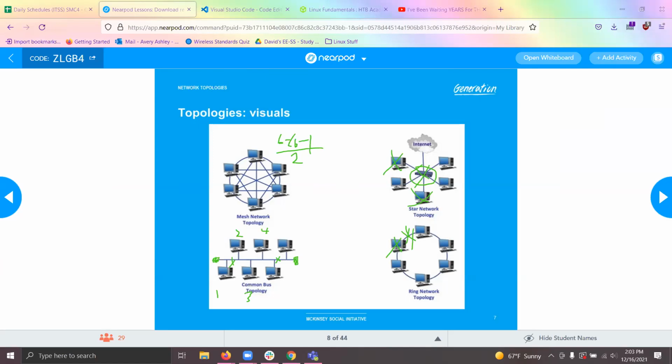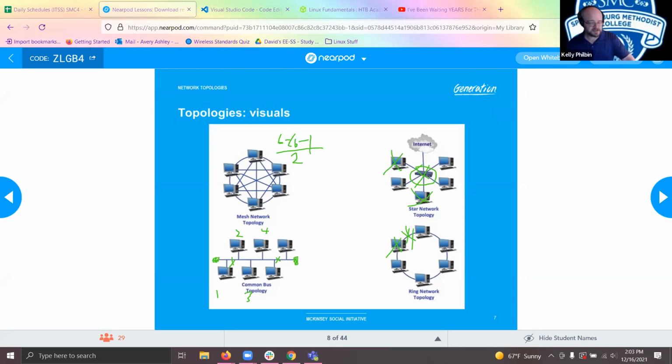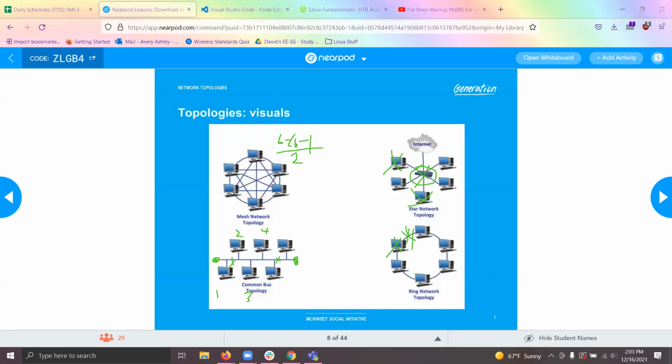Oh, okay, I get it. And then for the star network, everything's communicated off the central piece. So if that goes down, it fails. But if an individual node stops working, the other ones can still communicate to the central point.